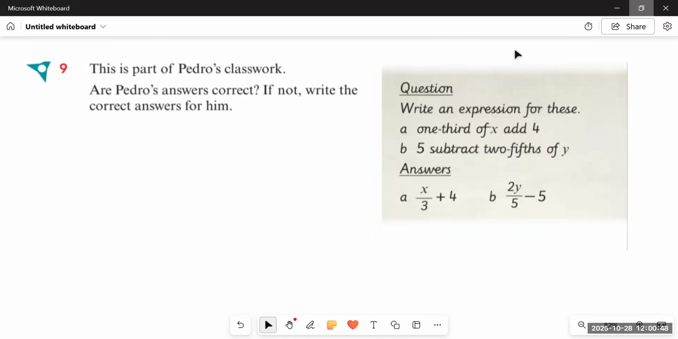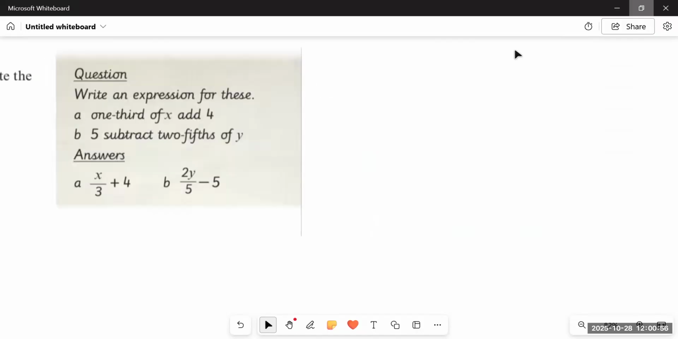Here it says this is part of Pedro's classwork. Are Pedro's answers correct? If not, write the correct answers for him. So what has Pedro done and what has he been asked for? Write an expression for these. So let's first try to find out what would be the correct statement, and then we will correct the answers. So for part A, it says 1/3 of x.